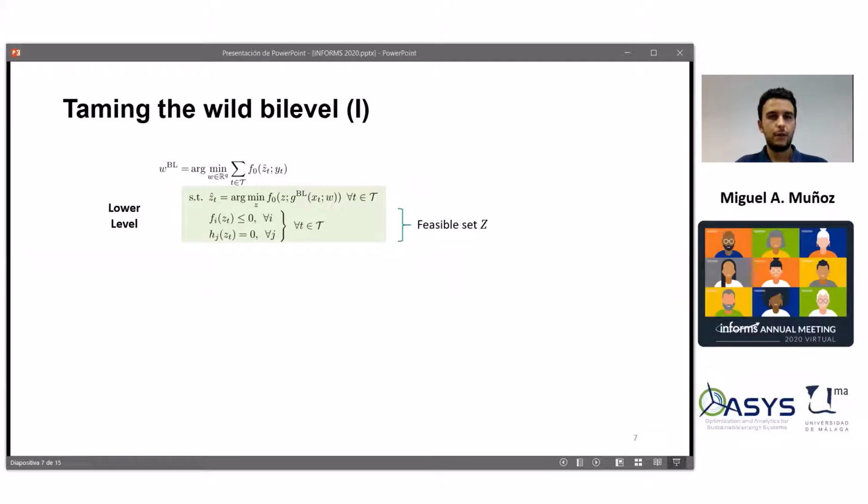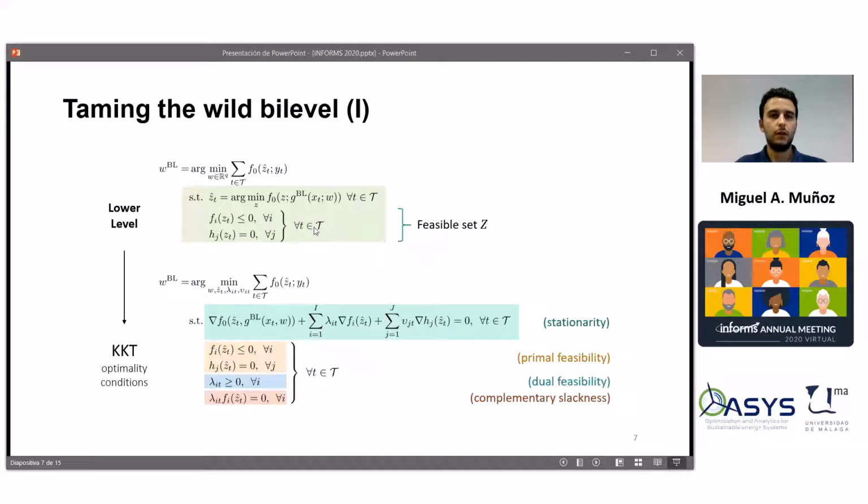In this bilevel model, we can express the feasible set in more detail, and there are many ways to deal with this bilevel structure. We assume that strong duality holds, and then we can replace the lower level by its KKT optimality conditions, where we have the stationarity condition, primal feasibility, dual feasibility, and complementary slackness.